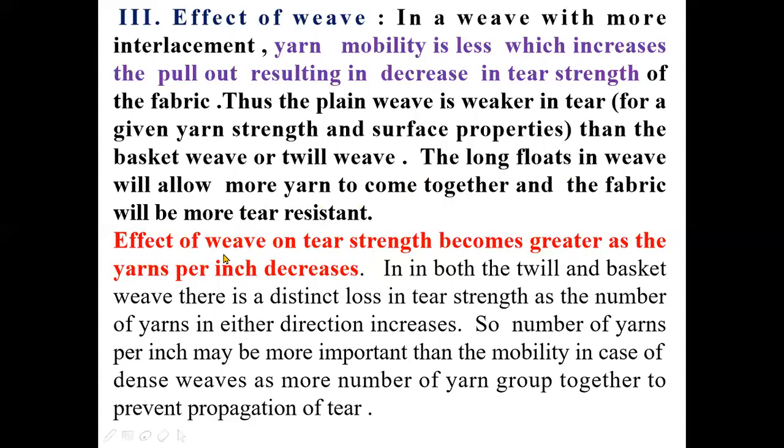Next, you can say the effect of weave on the tearing strength becomes greater as the yarns per inch decreases. In both the twill and basket weave, there is a distinct loss in the tearing strength as the number of yarns in either direction increases. Because if you go on increasing the number of yarns, then what will happen? The amount of friction between the yarns will decrease. As a result, what will happen? Their mobility will be less.